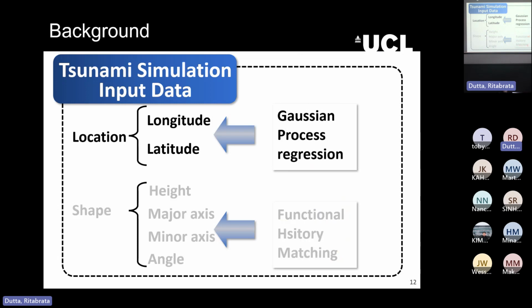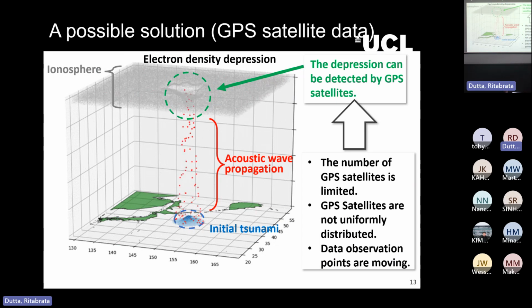Firstly, we focused on a physical mechanism. When an earthquake occurs in the ocean, it causes a tsunami, and the tsunami causes uplift sea surface change, like this one. Then the air above is pressed by this uplift sea surface change, and as a result, air pressure acoustic waves propagate from the sea surface to space. In the end, this air pressure causes disturbance in the ionosphere, specifically electron density depression. Fortunately, this depression can be captured by GPS satellites, but there are problems.